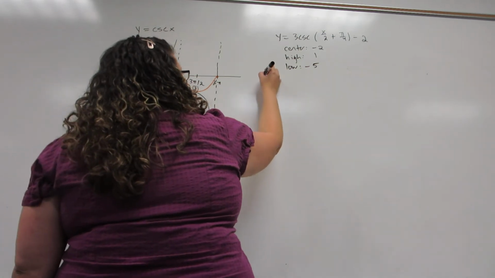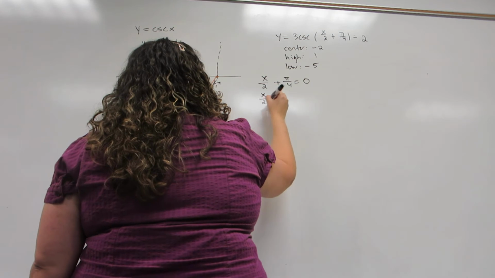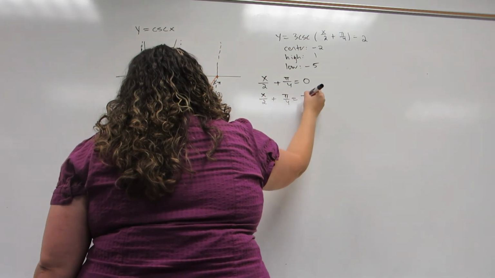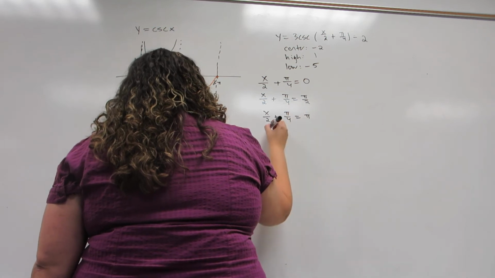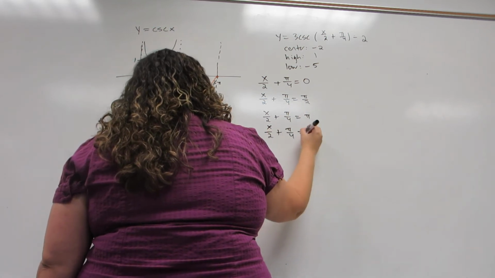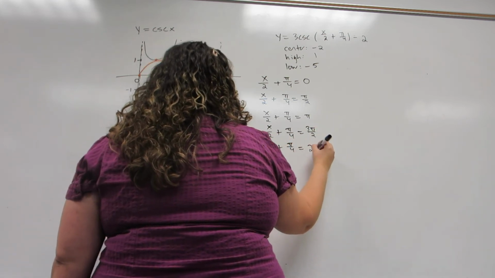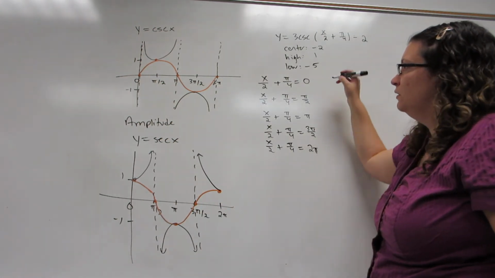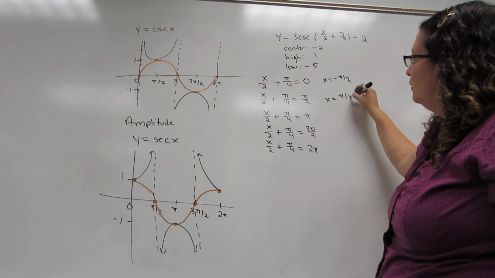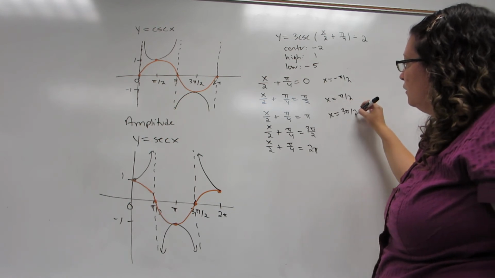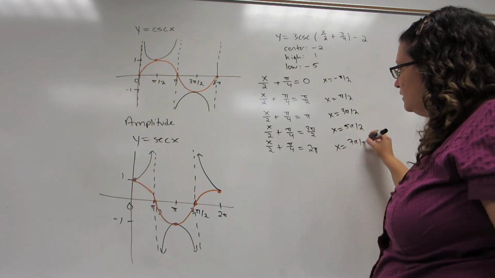To find the x coordinates, I'm going to take the thing inside the parentheses and set it equal to my original special points. And I'm going to solve each of them for x. So I get negative pi over 2, pi over 2, 3 pi over 2, 5 pi over 2, and 7 pi over 2.